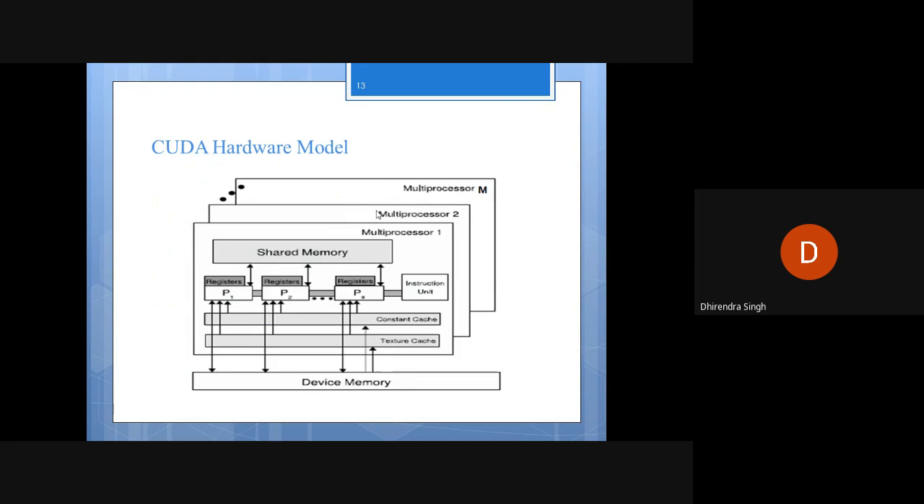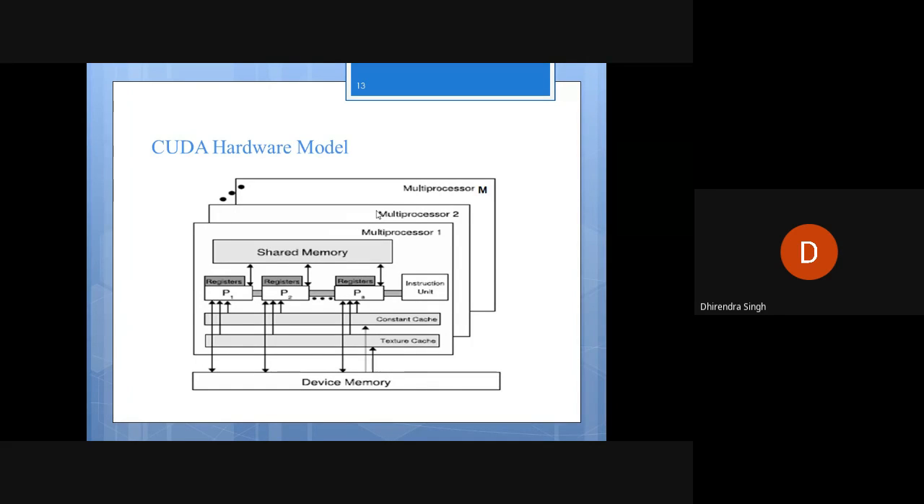Okay, so whenever we come to this, the CUDA programming architecture is available to you. Understand how the CUDA programming architecture sees the graphics card that is available to you. Okay, so what is happening in your graphics card? Just don't look at this picture, just listen to me.